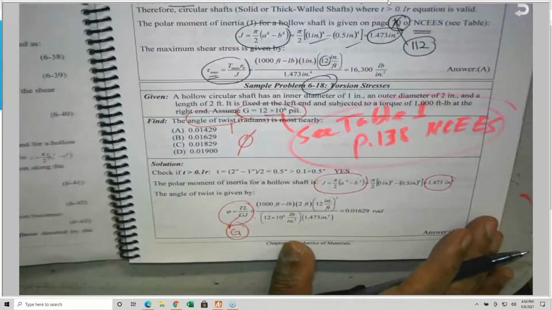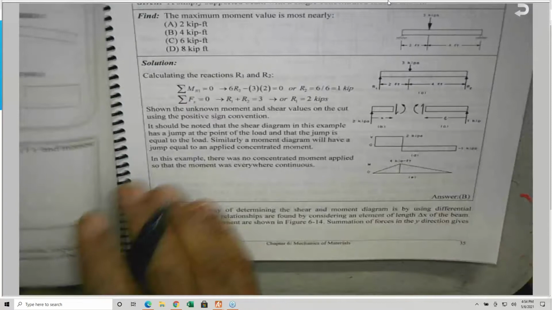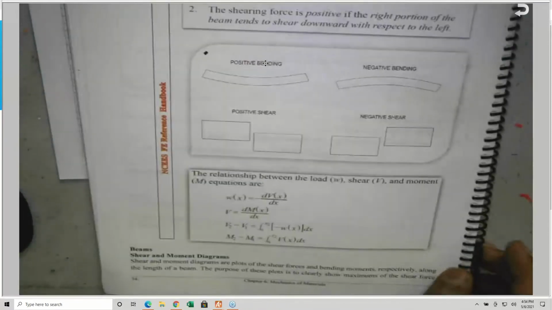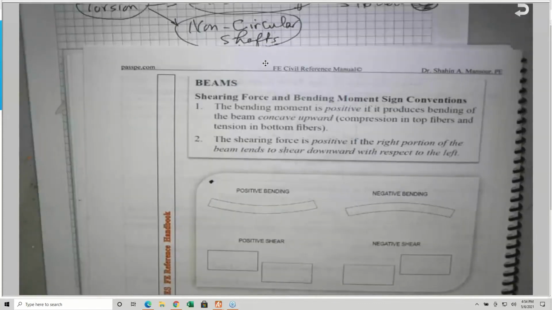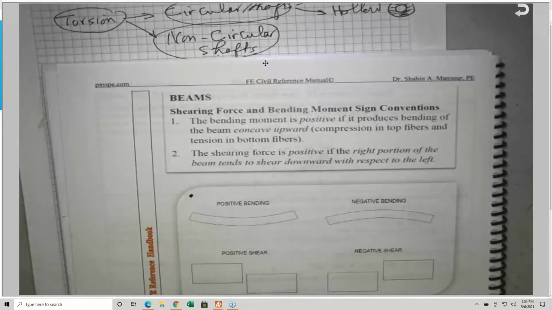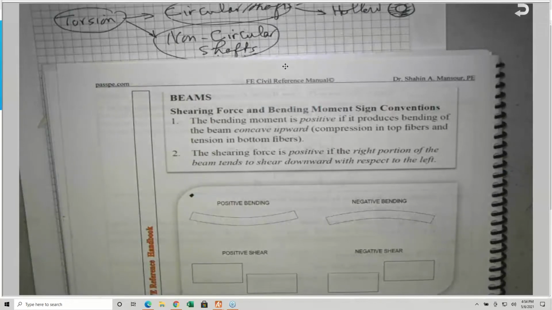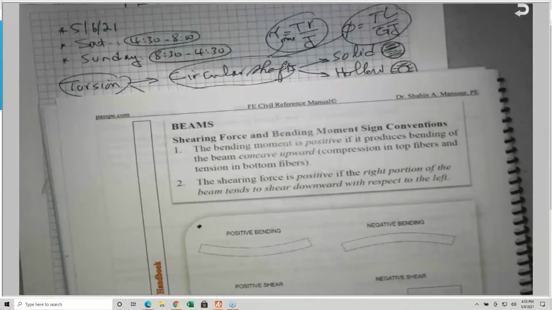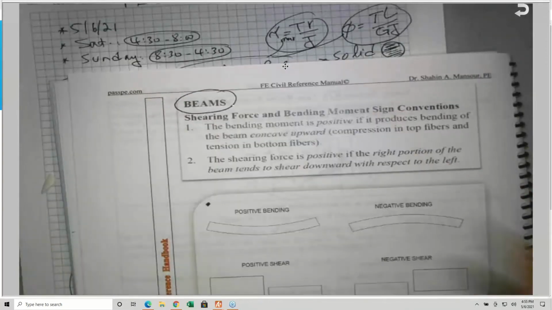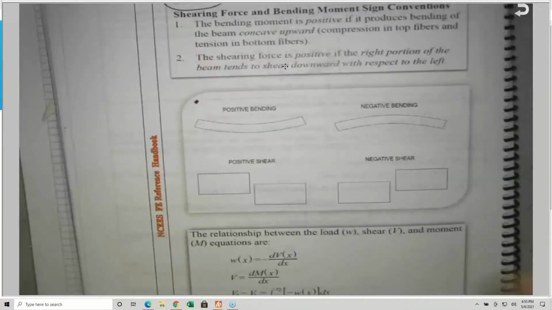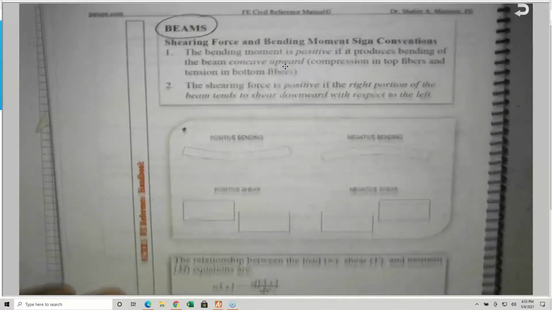And I have some problems here when we went over this. Hopefully you can look at them. The following subject is very, very important, and you are going to see it later on in the PE, either the national exam or the seismic, so we need to understand. This section is titled beams, and this is what's given in the NCEES.